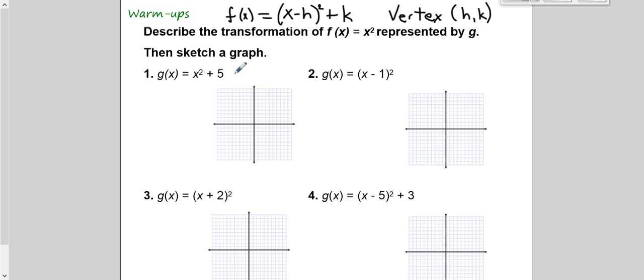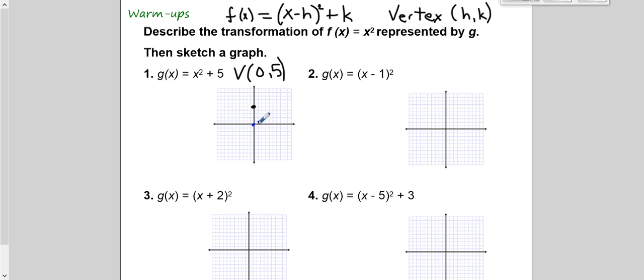All right, so let's write down the vertex. There's nothing tucked in with the x, so h is 0. And k is out here, so it's (0, 5) for a vertex. Think about where (0, 5) is. So your parent function, y equals x squared, where does that shift? 1 squared is 1, 2 squared is 4.